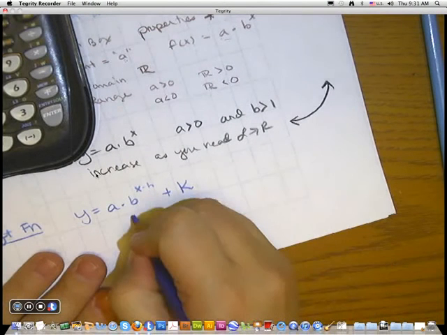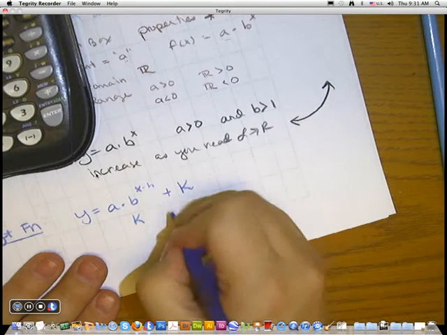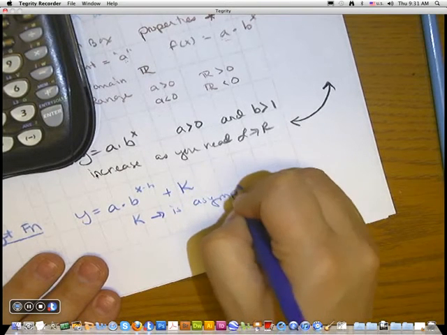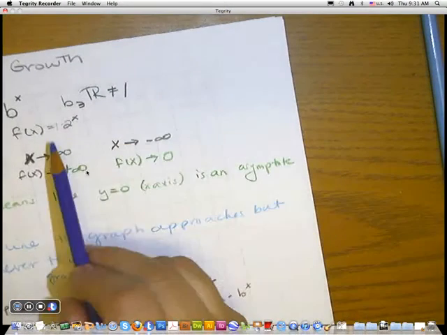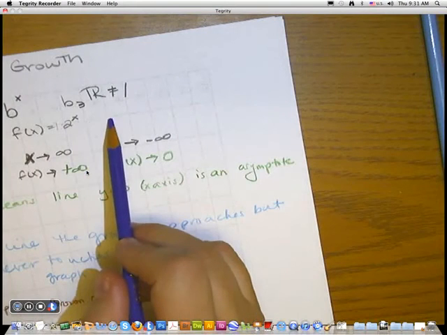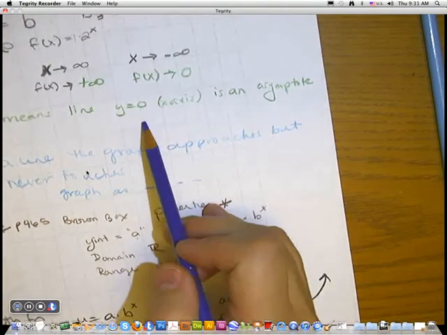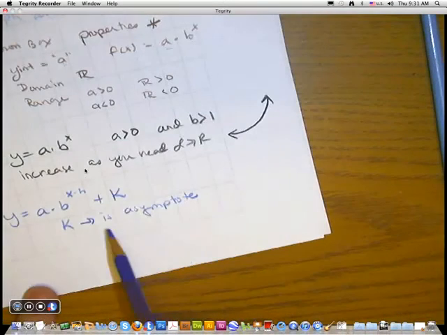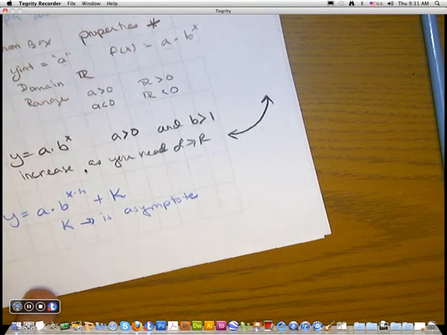So the first thing we need to know is that k is our asymptote. So come back up here to our original f of x equals 2 to the x. Notice there's no k out here, plus 0. That's why 0 was our asymptote. So if we now put plus something out to the side, that is our new asymptote.